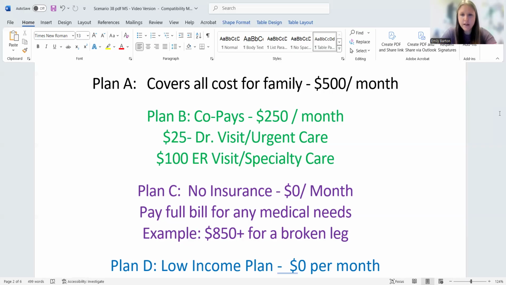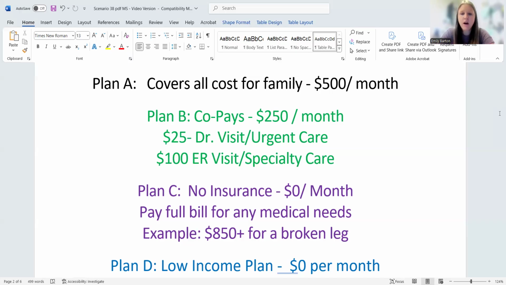Plan C is no insurance at all. Of course, you don't have it, so you're going to pay nothing. But if something comes up, you draw one of those curveball cards where you get a broken arm, a broken leg, the flu, you have to pay the whole bill right then. So that could be $850 or more for one of those more serious things.